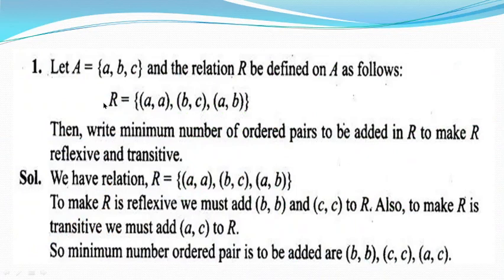So let's start. First question, let set A is equal to {a, b, c} and the relation R be defined on this set A as follows. Then write the minimum number of ordered pairs to be added in R to make R reflexive and transitive. I hope you must be knowing what is a reflexive relation when we have all the doublets. So (a,a) is already here. We have to add (b,b) and (c,c) as well in this relation to make it reflexive. And we have (a,b) here, (b,c) here. So what should we have to make it transitive? Yes, we should have (a,c) also there in the given relation to make it transitive.